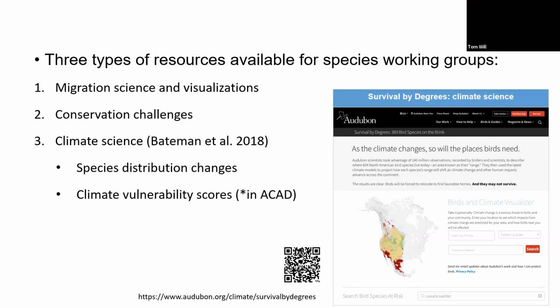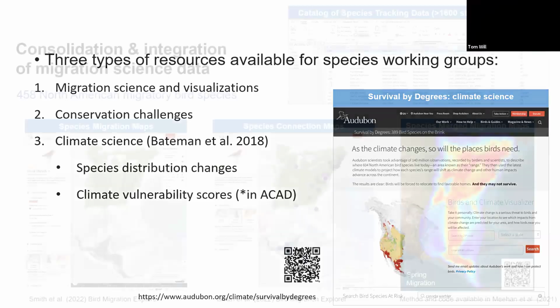We also have climate vulnerability scores for over 600 species, and those are now in the ACAD database. Again, you can go here for all of the information, and those spatial layers are available for download, all of those distributional layers and climate strongholds.